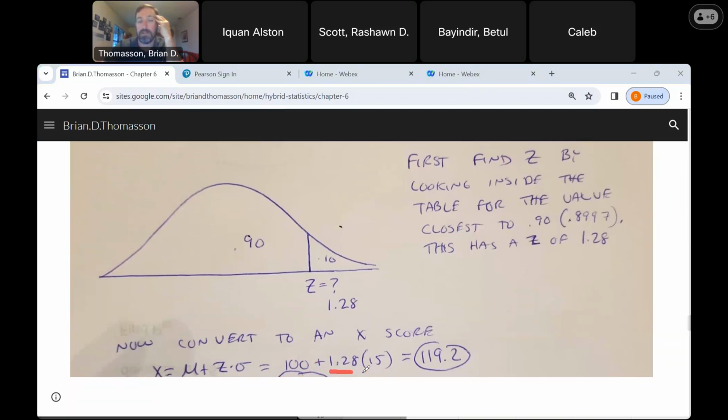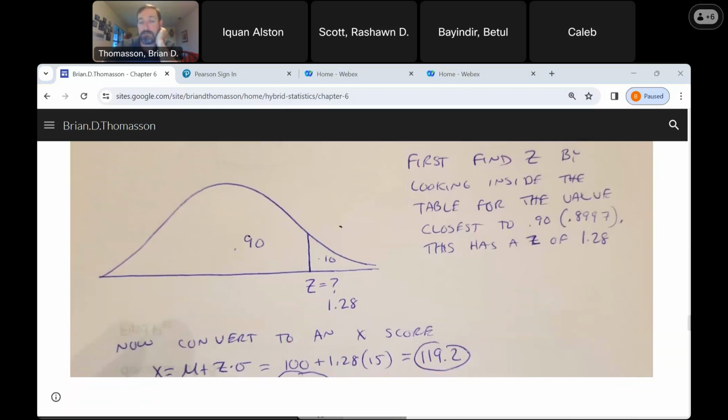And again, it's 1.28 standard deviations, which is the 15, above, which is the plus, the mean, which is 100. So all we're doing is going 1.28 standard deviations above the mean. So 1.28 times 15 plus 100 gives us the IQ score of 119.